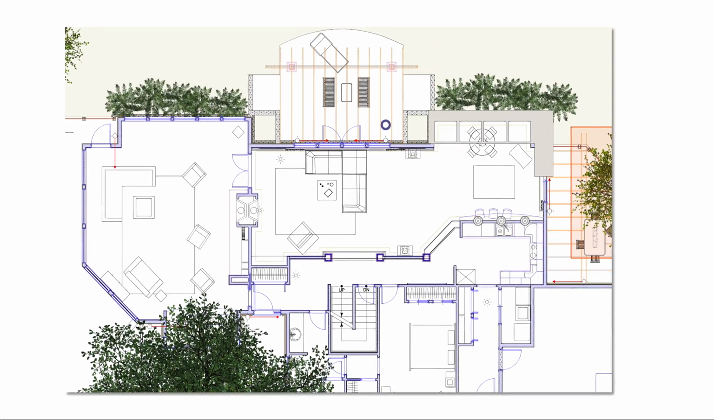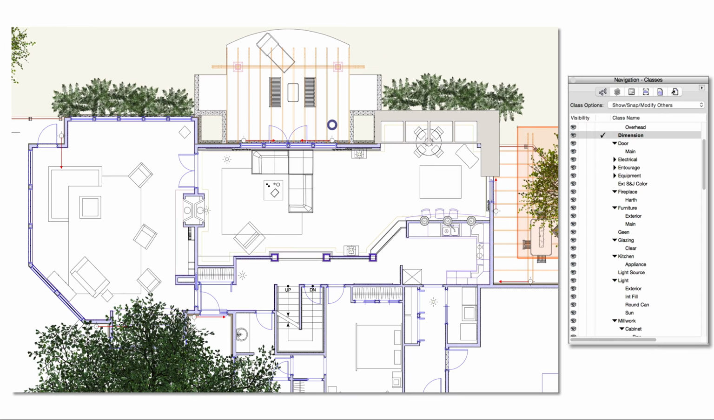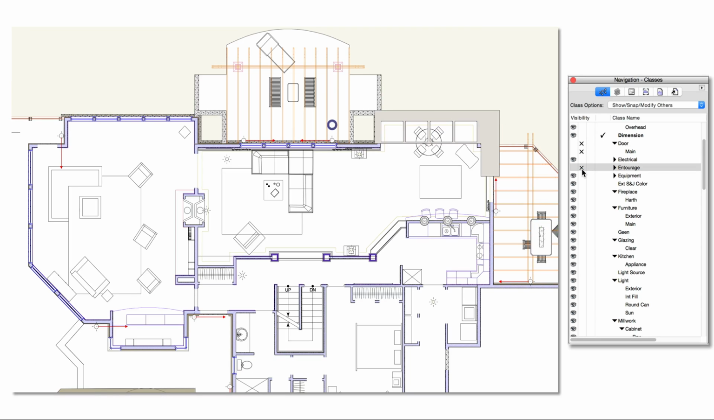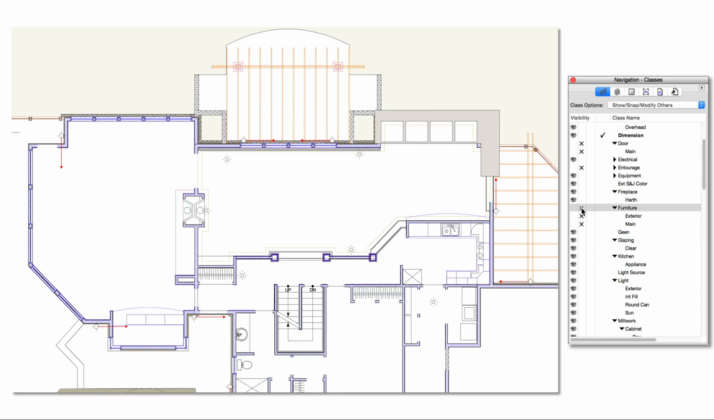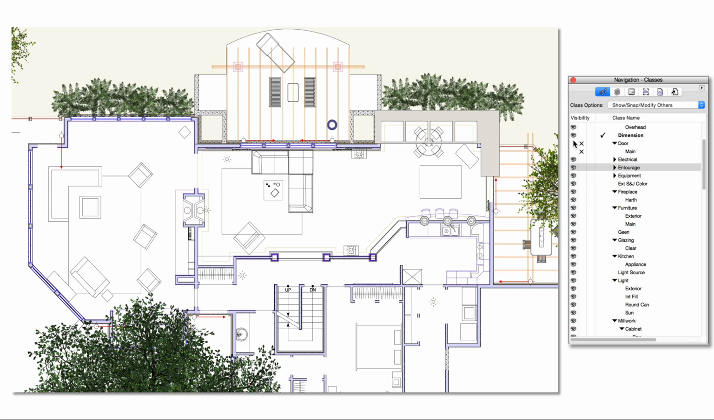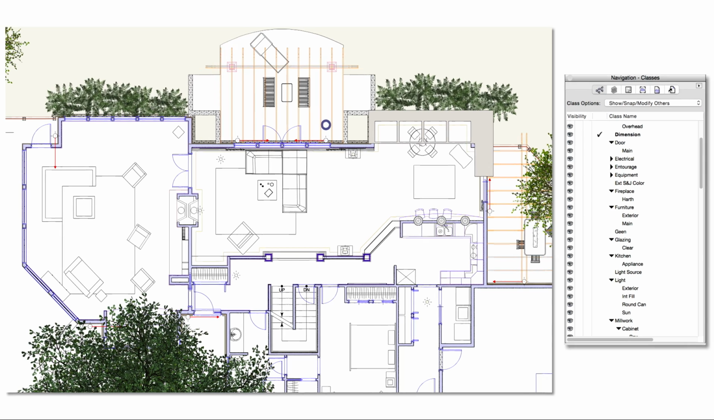In a document that is further along in its design phase, we can see that classes have been used to great effect. The visibility options for classes let you easily turn classes on or off, as well as gray them. Since in this document, all the furniture, doors, and entourage trees outside have been given their own classes, we can switch them all on and off with a single click to make it easier to focus on the part of the design we're currently interested in.